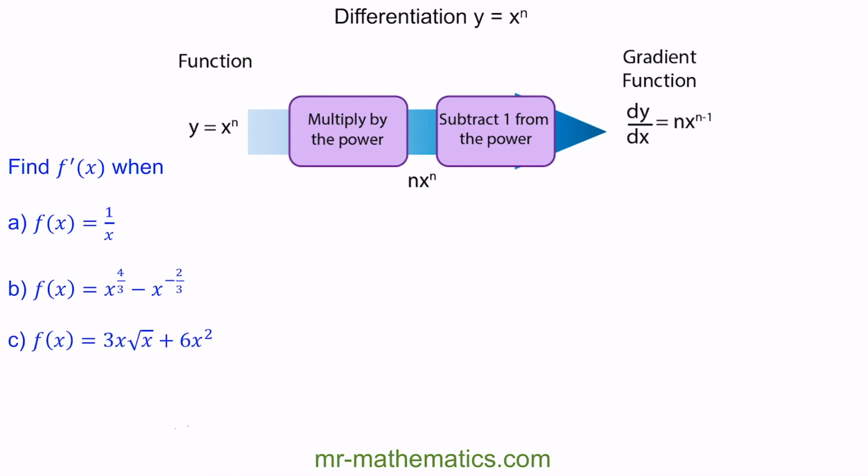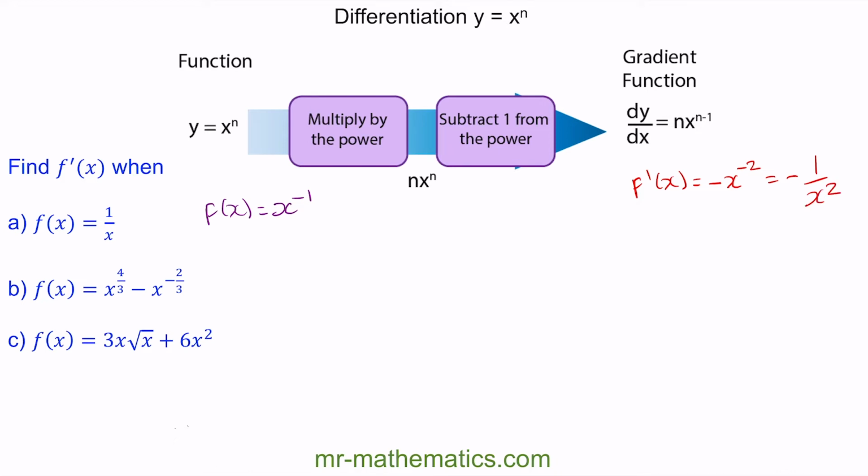So rather than having dy by dx, we can use function notation. And it's exactly the same idea. So for question A, we could write f of x. We need that as a power, and this is the same as x to the power of minus 1. So we multiply the 1 by the negative 1. So f dash of x becomes minus x, and then we take away 1 from this power, so it becomes minus 2. So minus x to a power of minus 2, which is the same as minus 1 over x squared.